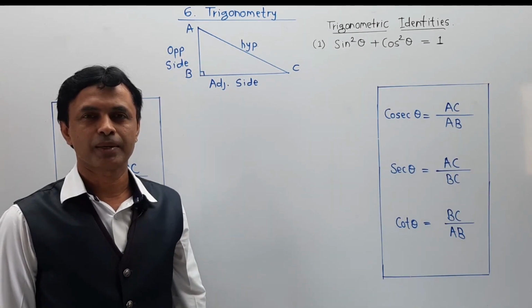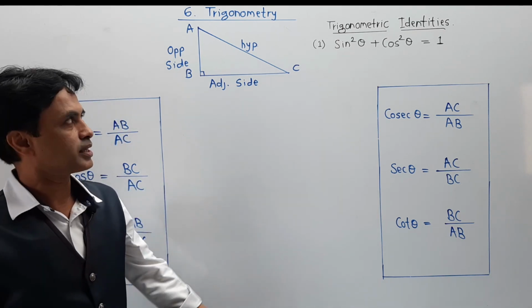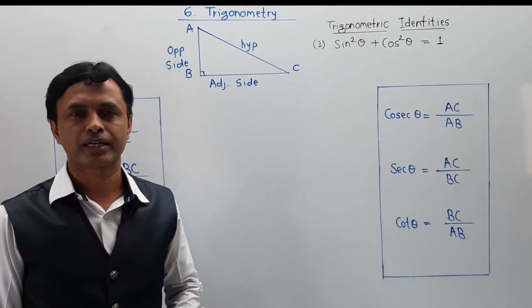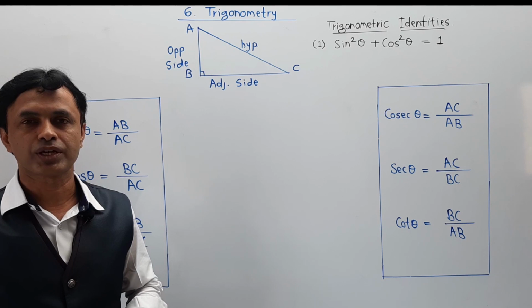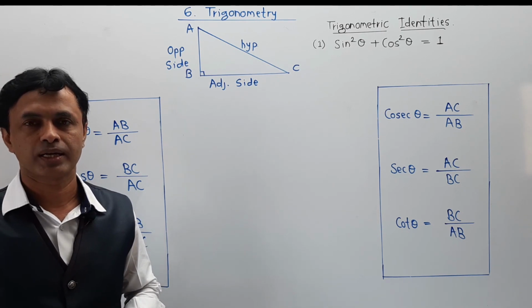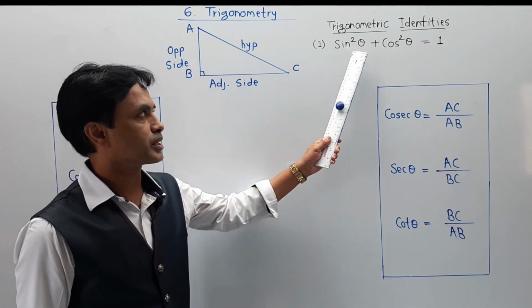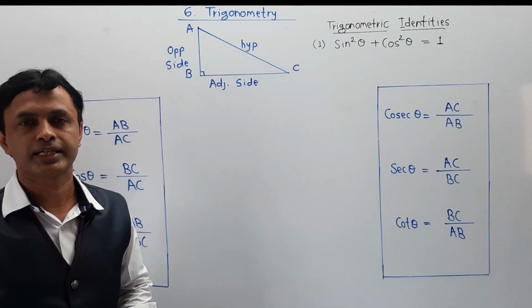Now student, with the help of the same structure, we are trying to understand the property called trigonometric identities. What exactly do we mean by trigonometric identities? These are the fundamental properties that we use during the solution of numericals. The first property is sin square theta plus cos square theta is equal to 1. This is called a fundamental identity.